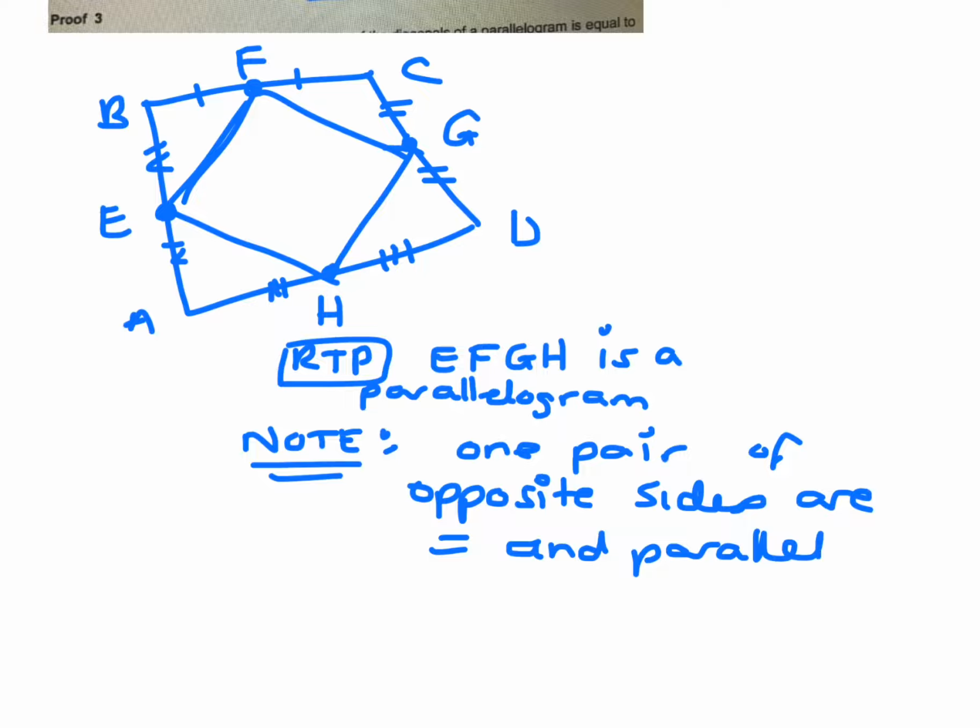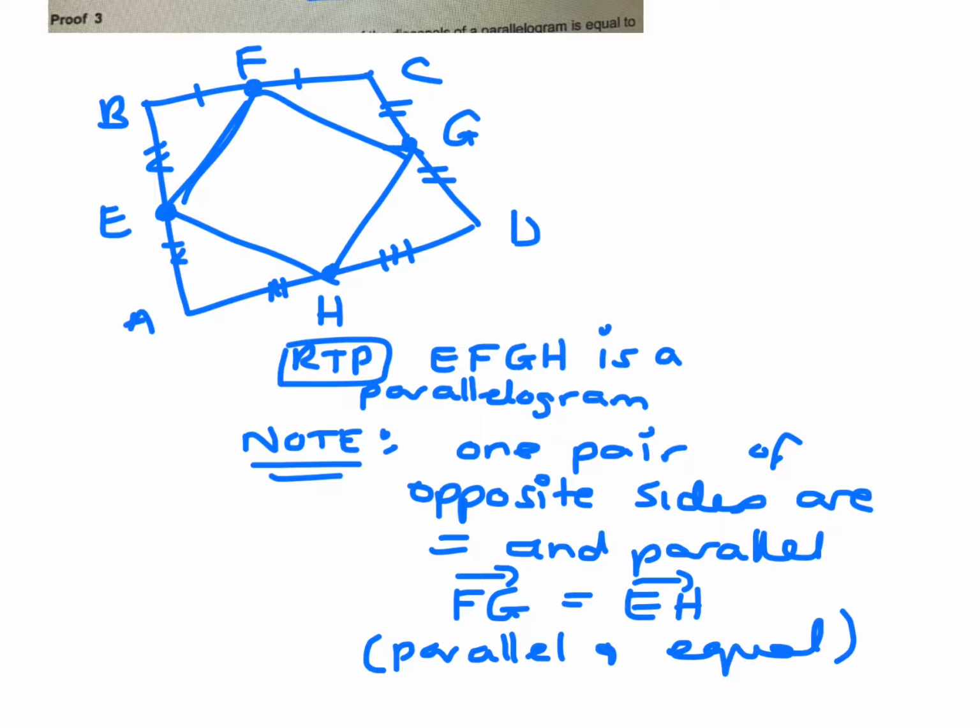Okay. All right, so just to note, to prove something's a parallelogram, all that's required is to prove that one pair of opposite sides are equal and parallel. That's the easiest way, because you can do that really easy with vectors, because you can just prove, for example, that vector FG is the same as vector EH. Because when you're doing that, that means that they are parallel and equal. See, if you think about it, if I have two lines that are parallel and equal, and then I join up these here, that will be a parallelogram.